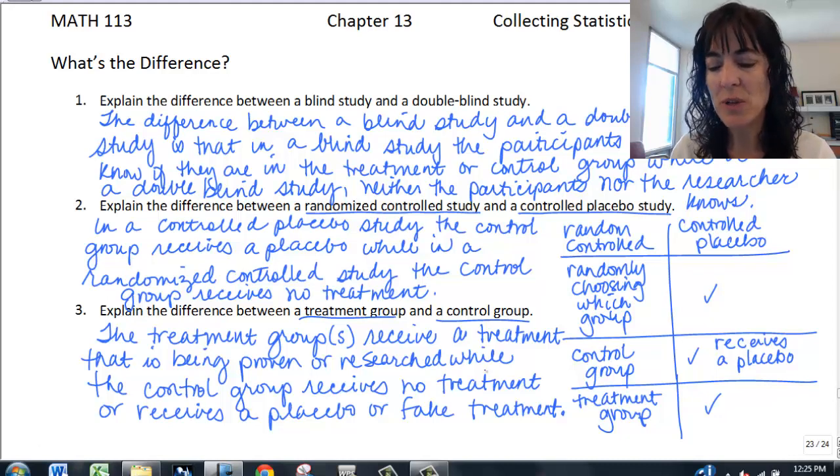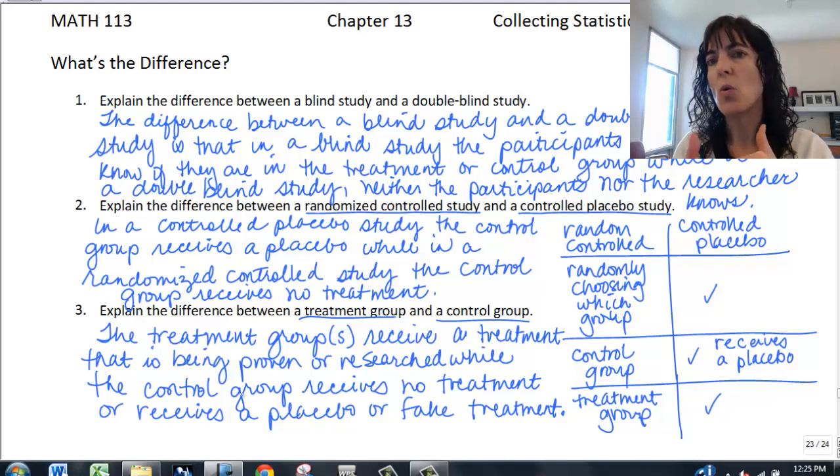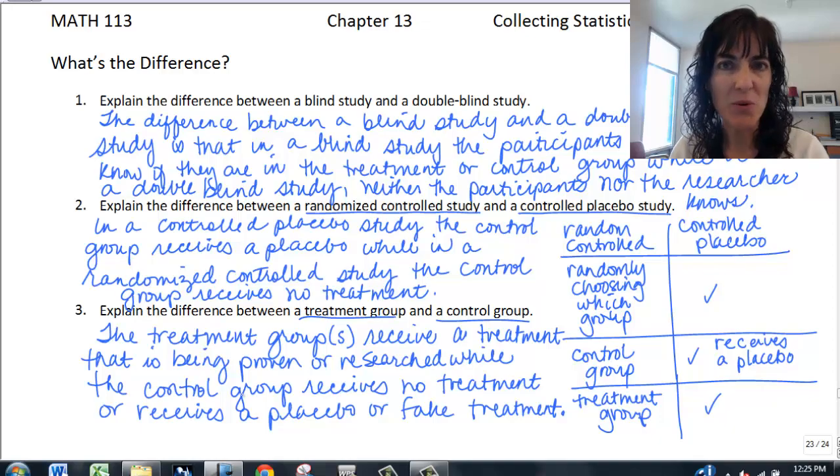Okay, so the big difference between a treatment group and a control group is who's getting the real treatment and who's not. So if I ask you for the treatment group, you should only give me the treatments, the groups that are receiving real treatments that are being tested. And if I ask you for the control group, you should only give me the group that gets a fake treatment or no treatment or a placebo. Okay.